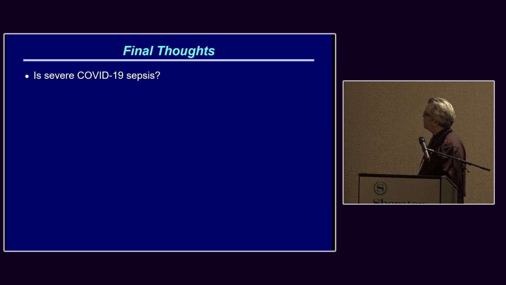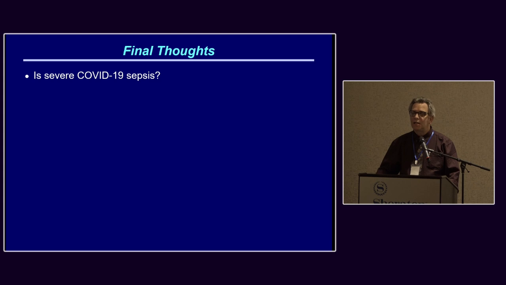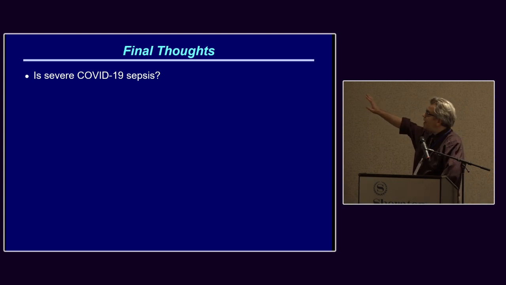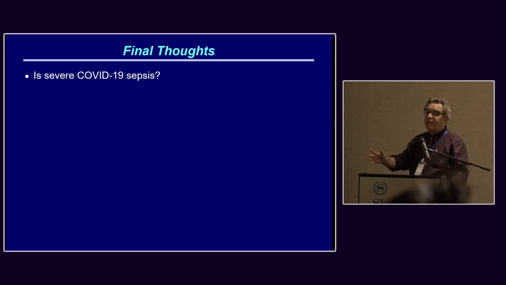Okay, so is severe COVID-19 sepsis? Don't know. It's unclear. Or is it just pus-filled alveoli? Or is it some combination? This is a big question. If all severe COVID-19 is sepsis, then the sepsis rate's gone up a lot in the last 3 years. If not, I don't know.